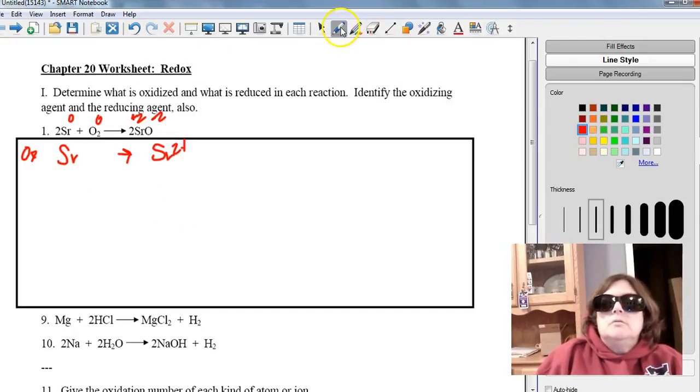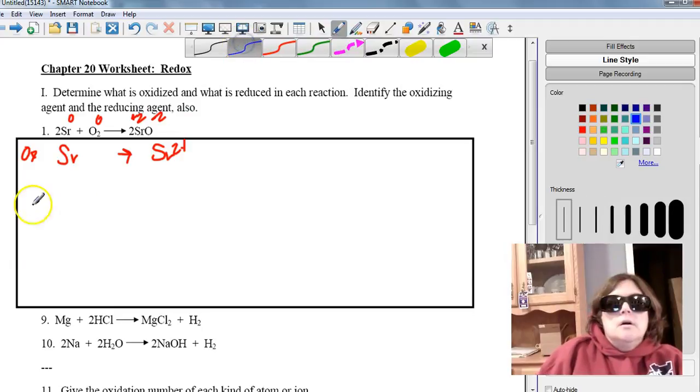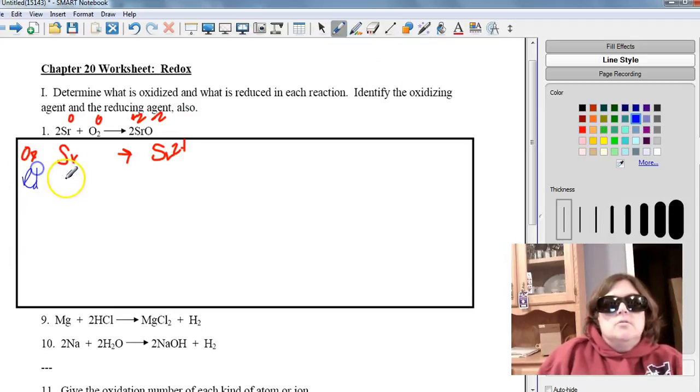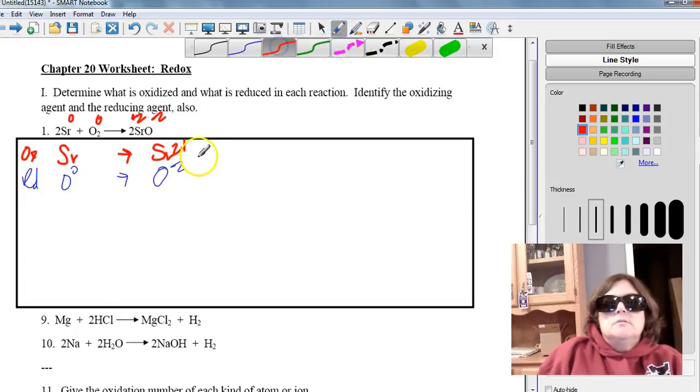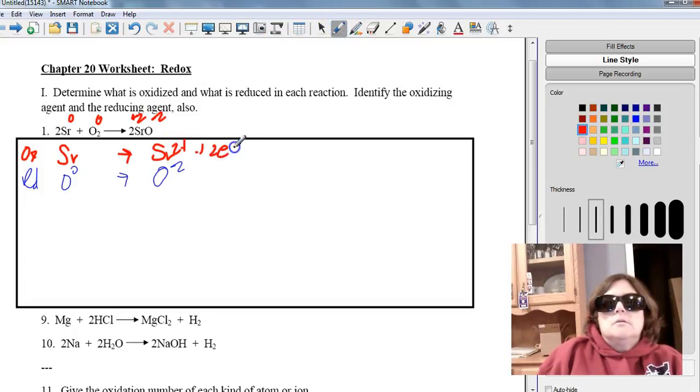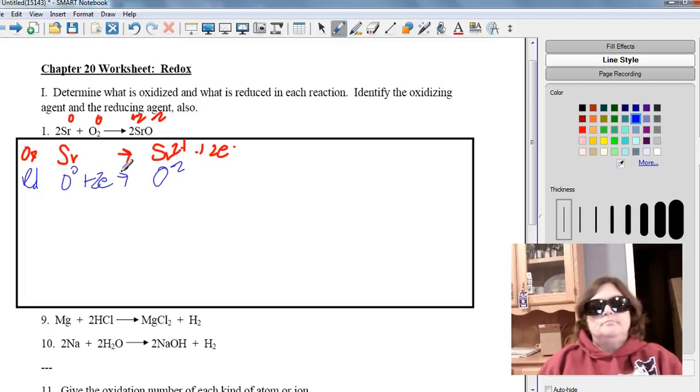Reduced, oxygen is going from a 0 to a -2. So strontium is losing 2 electrons, and oxygen is gaining 2 electrons. Okay?